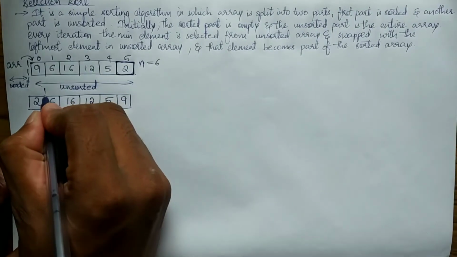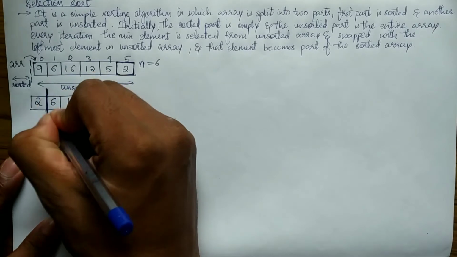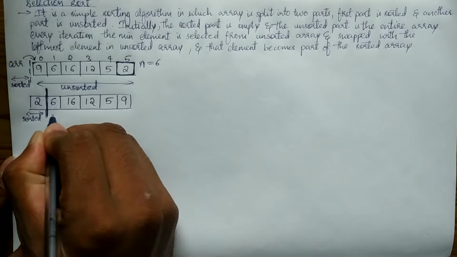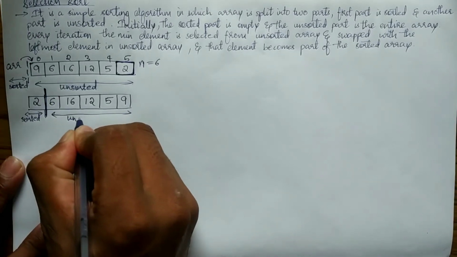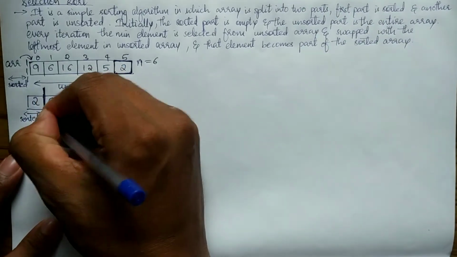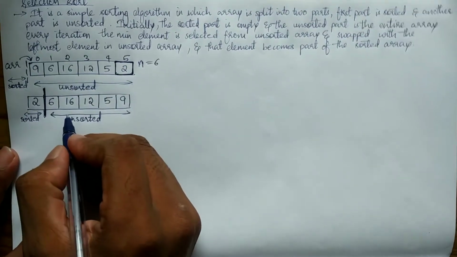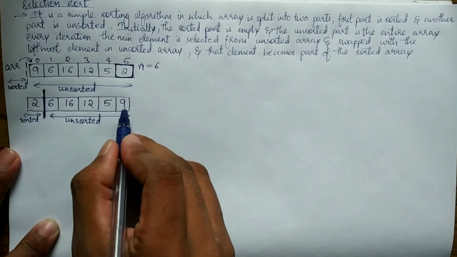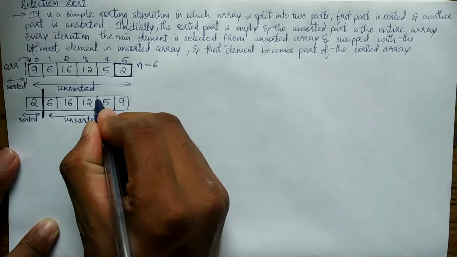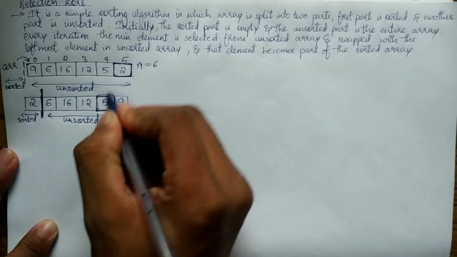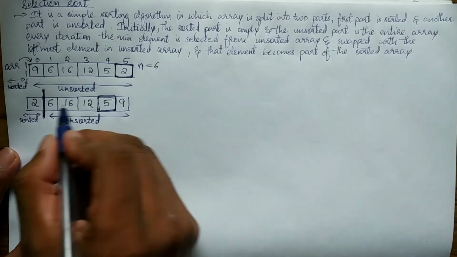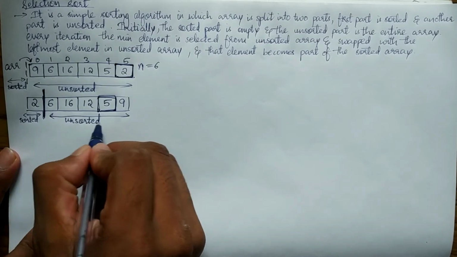Now this is our sorted part and this is our unsorted part. So again in this we'll select the minimum element. In this our minimum element is 5. So we'll select 5 and swap it with the first element or the leftmost element in unsorted array.